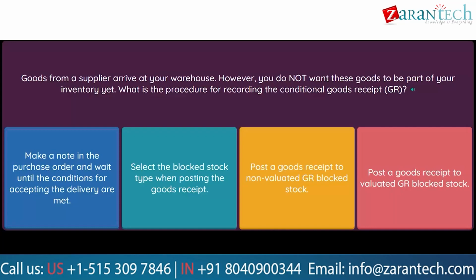Option 1: make a note in the purchase order and wait until the conditions for accepting the delivery are met. Option 2: select the block stock type when posting the goods receipt. Option 3: post a goods receipt to non-valuated GR block stock. Option 4: post a goods receipt to valuated GR block stock.